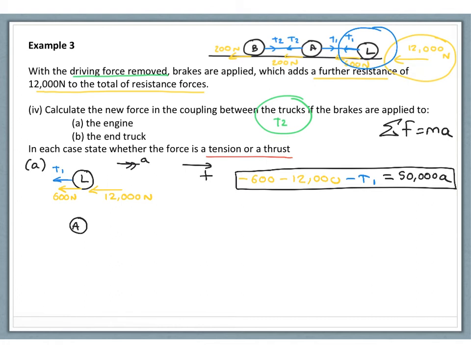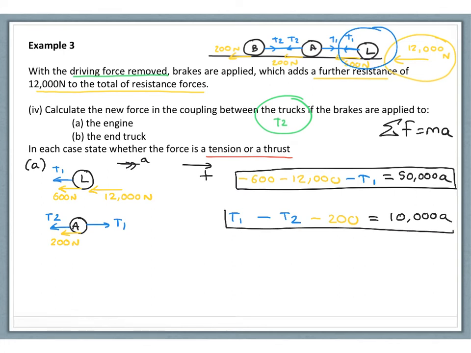Let's now look at truck A, or particle A, in isolation. It has a force of T1 in that direction, it has a force of T2 in this direction, and it has 200 newtons resistance like that. Again, applying F equals ma, we have T1 take away T2 take away 200 equals the mass, which is 10,000, multiplied by the acceleration.